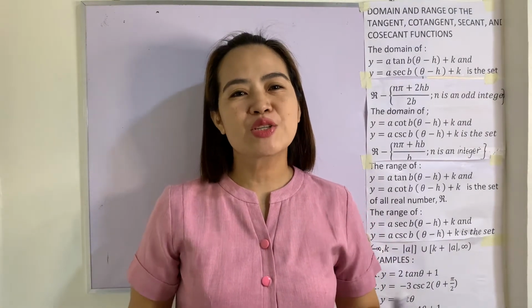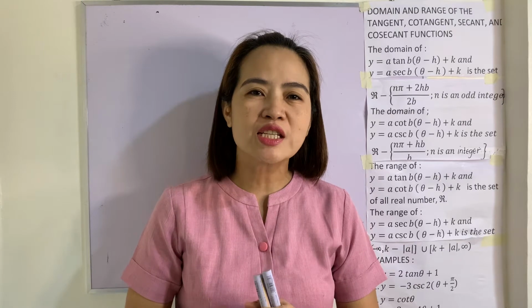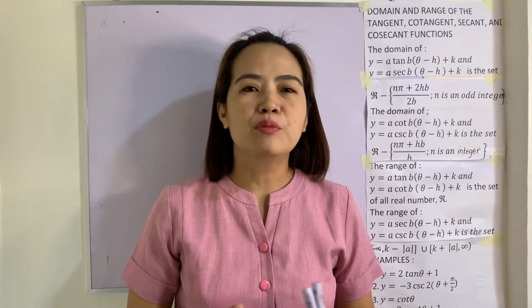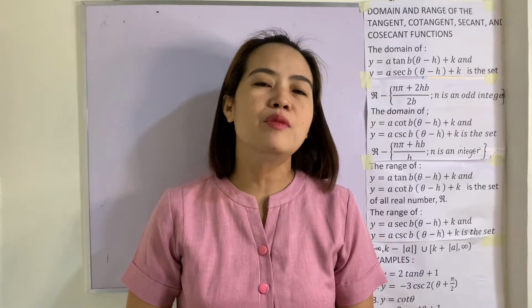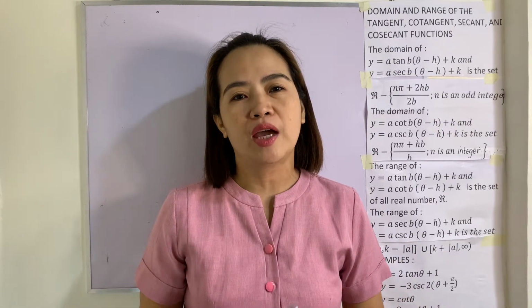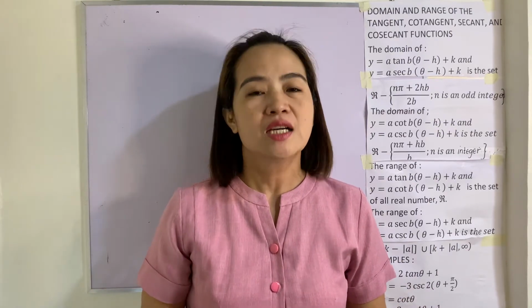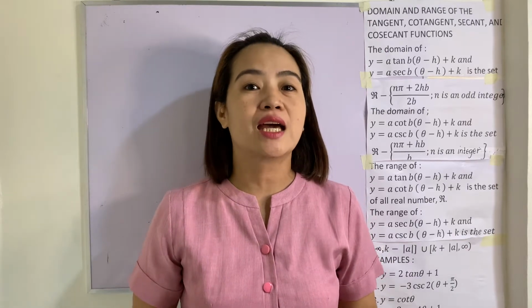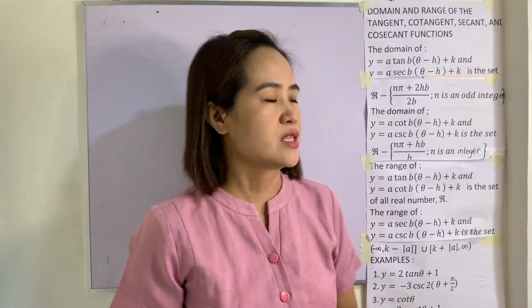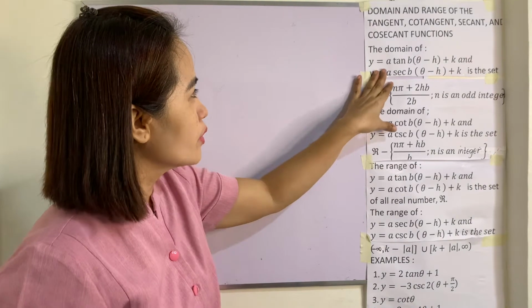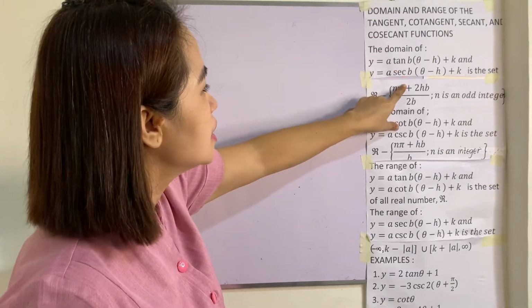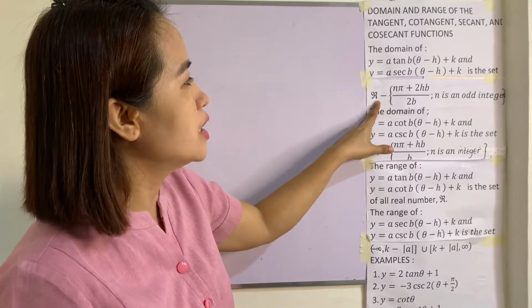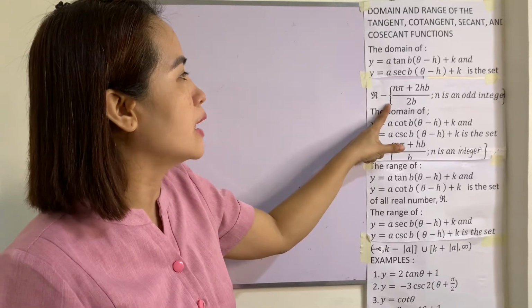This is the continuation of, of course, the topic finding the domain and range of the different circular functions. This time, we will be getting the domain and range of the tangent, the cotangent, the secant, and the cosecant functions. Let's do it.